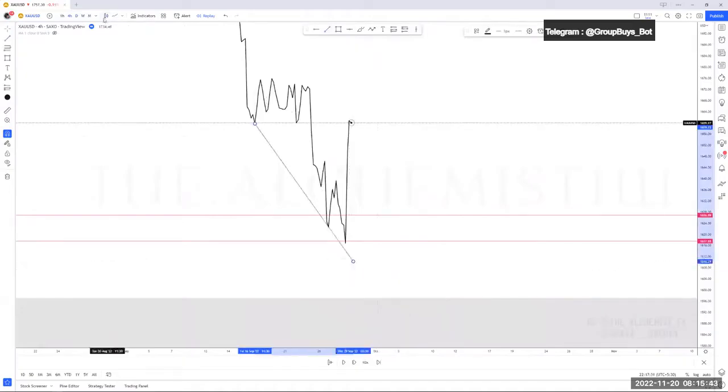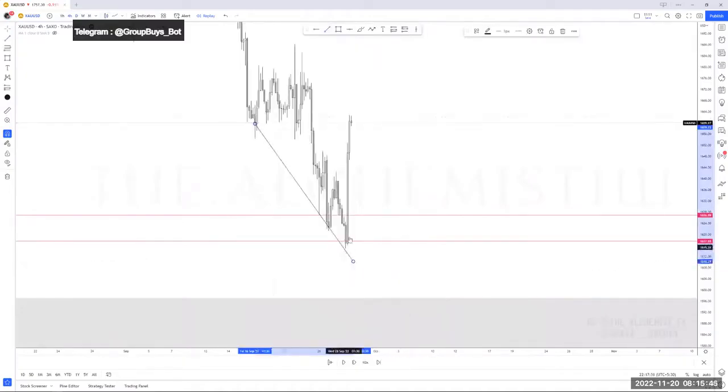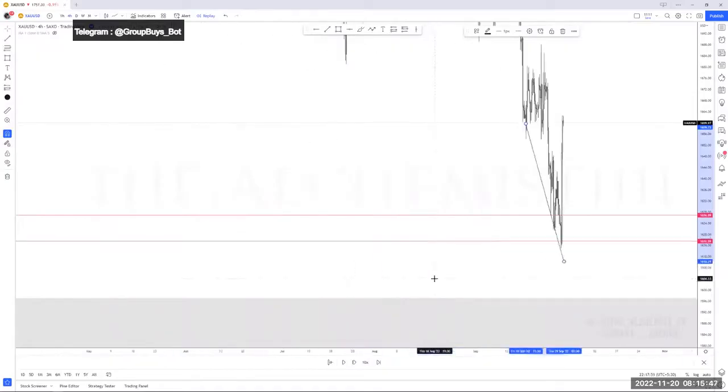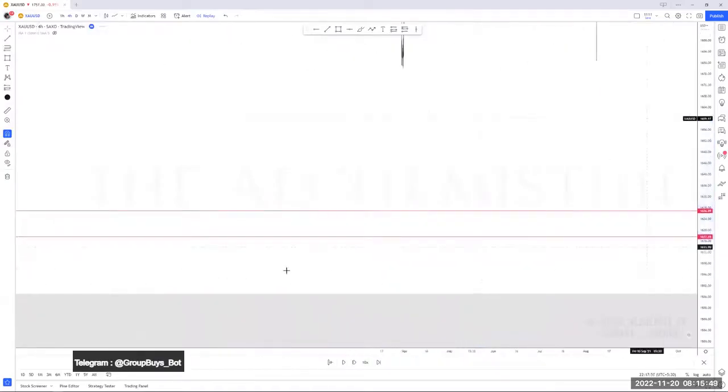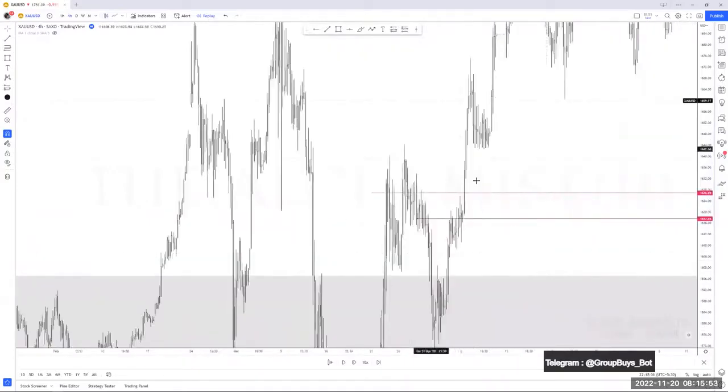Yeah, I think it tapped right into it. Let's check. Yeah, almost into it. And this level right here, I told you. Now, the 4 hour is the time frame that we used to do the refinements, right? Yeah, the time frame we used to do the refinements. So what is this?